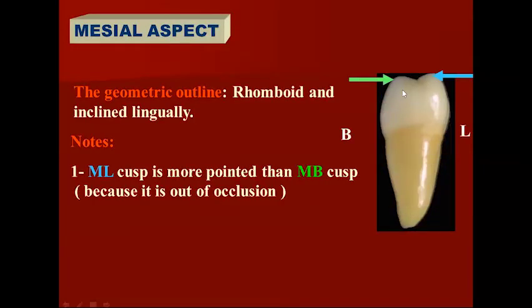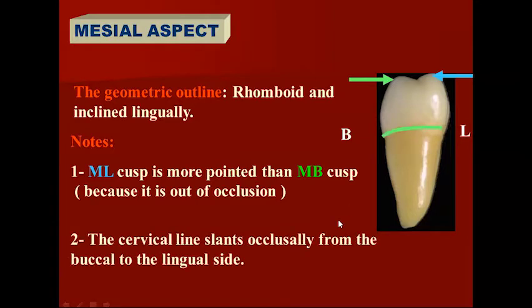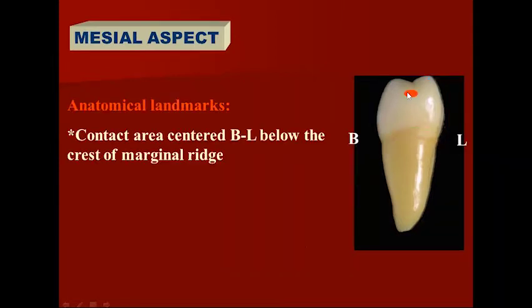Mesiolingual cusp is more pointed than mesiobuccal cusp because it is out of occlusion. The cervical line slants occlusally from the buccal to the lingual side. Anatomical landmarks: contact area centered buccolingual below the crest of marginal ridge. This is the marginal ridge. This is the contact area.